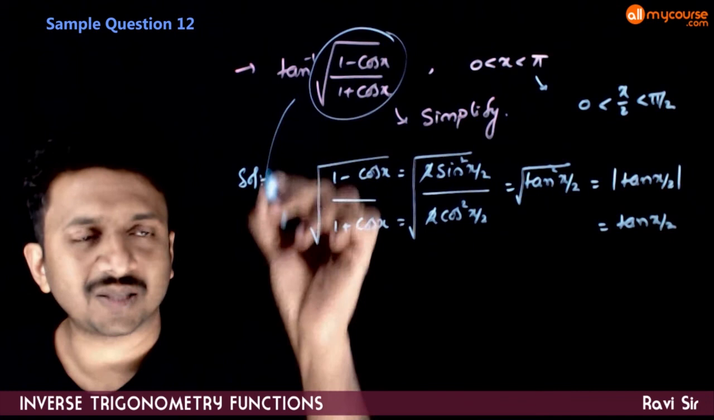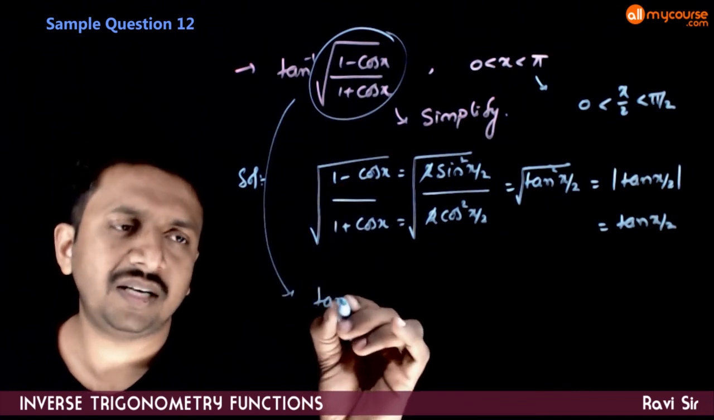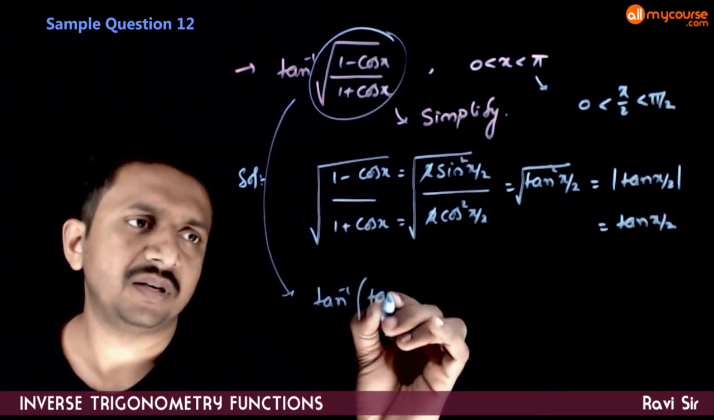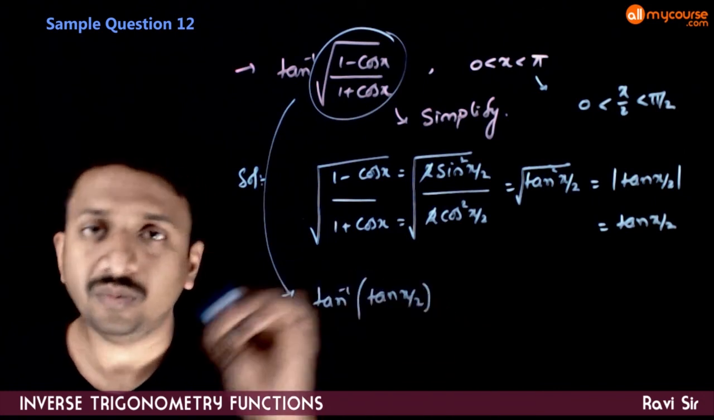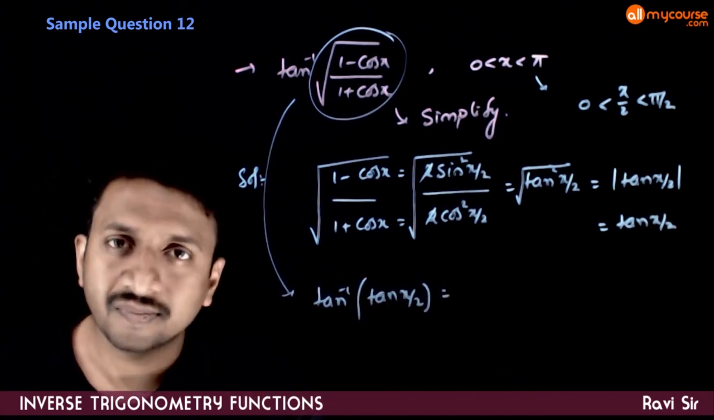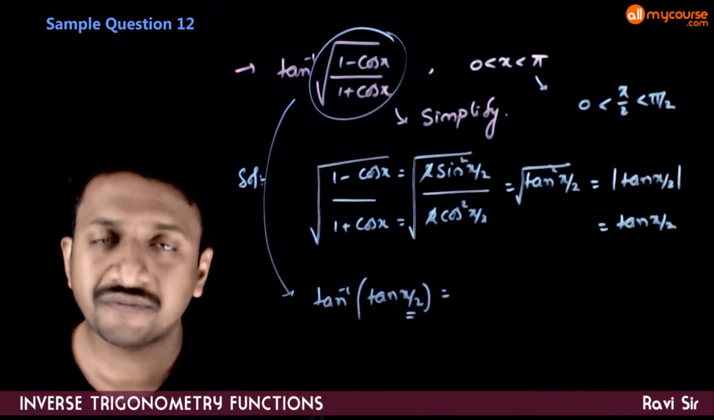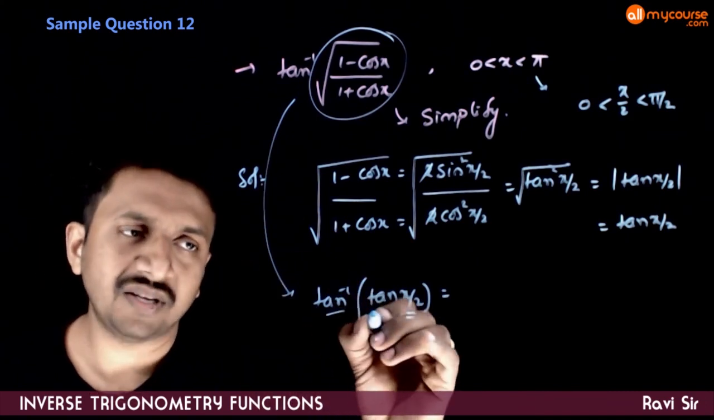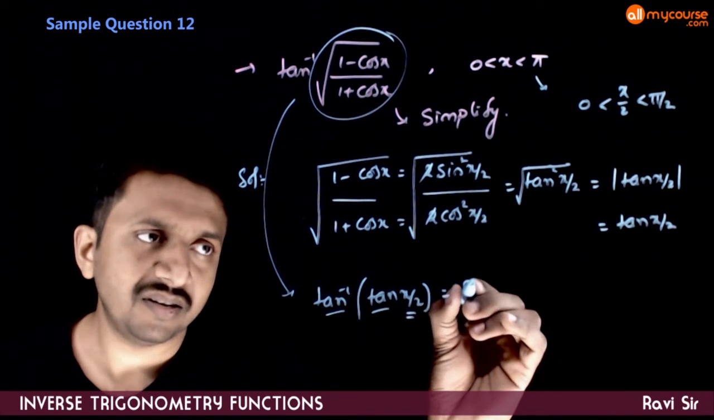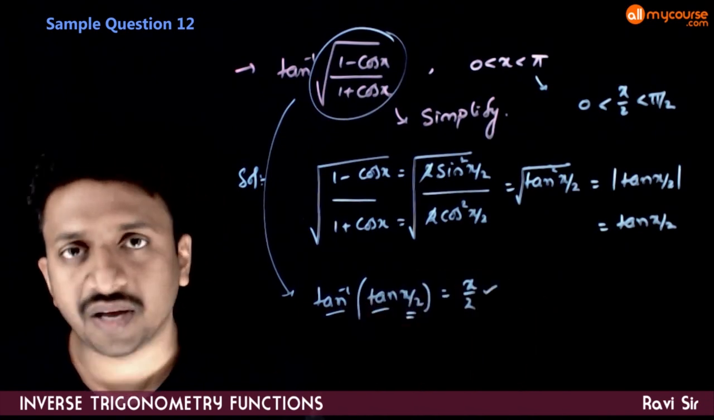So what does this expression become? Tan inverse of tan x by 2. x by 2 is an acute angle which lies in the range of tan inverse. Hence tan inverse and tan get cancelled with each other. The answer is x by 2.